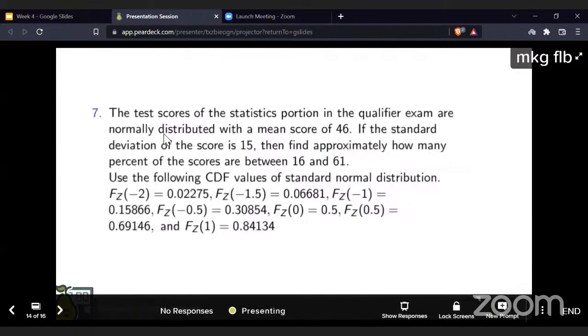So this problem is from the normal distribution. This question says the test scores of the statistics portion in the qualifying exam are normally distributed. The mean score is 46. If the standard deviation is 15, find approximately how many percent of scores are between 16 and 61. You have some of the standard normal distribution values given here. You can use them to solve the problem.